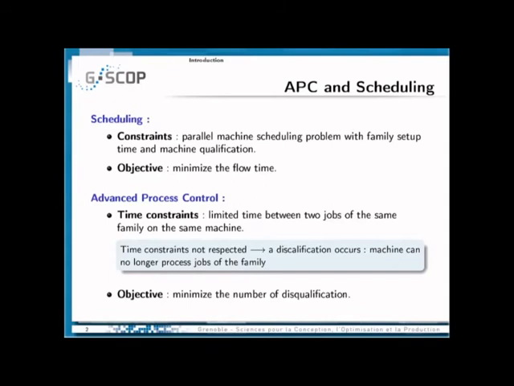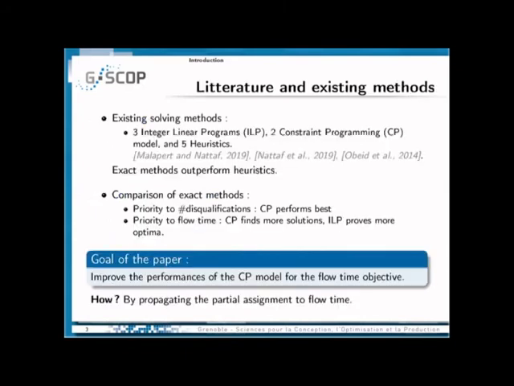This is because each time a job of a family is scheduled on the machine, a measure is made. This measure allows us to adjust the parameter of the machine if needed. Thus, if no job of the family is scheduled for a long amount of time, the parameter of the machine may not be properly adjusted anymore. So it is not possible to schedule jobs of this family on this machine anymore. The machine becomes disqualified for the family. The objective is to minimize the number of disqualifications.